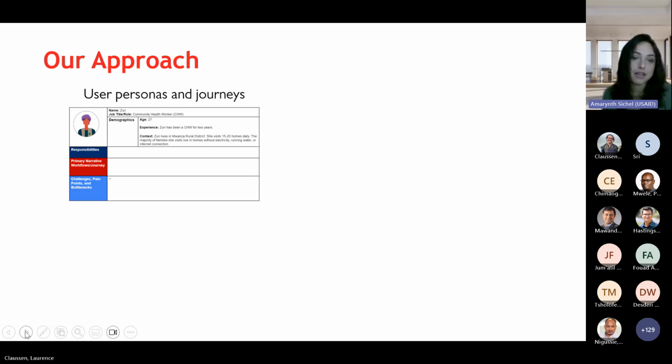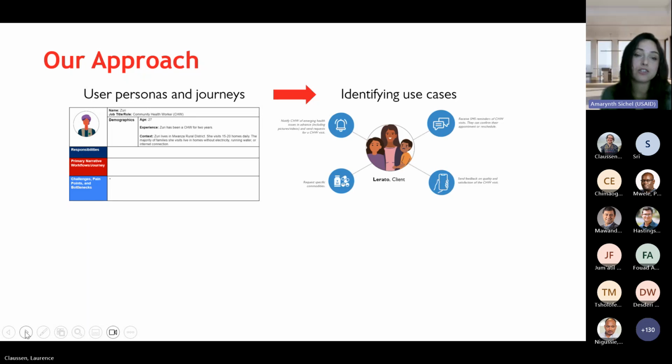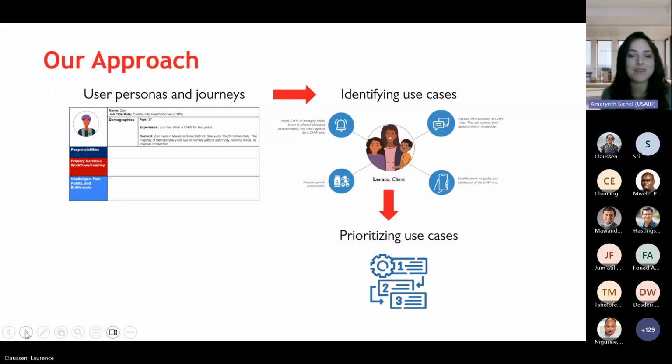This next step examines the personas and user journeys to identify pain points that digital solutions can help alleviate, and developing use cases around those pain points. The third step is to prioritize use cases, recognizing that we need to start somewhere, and we can't cram every functionality that we dream up into a digital tool all at once.